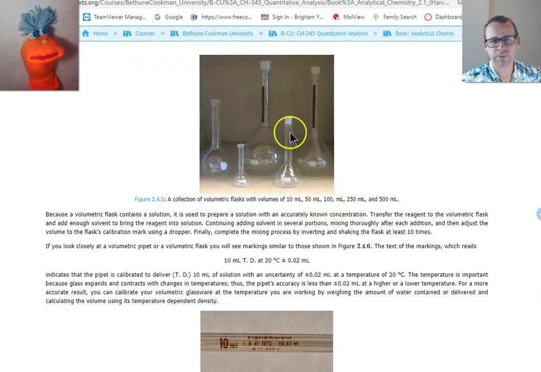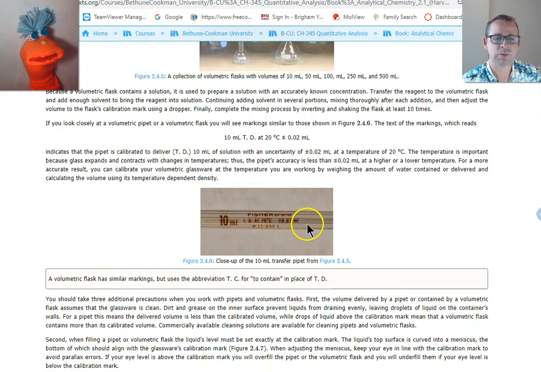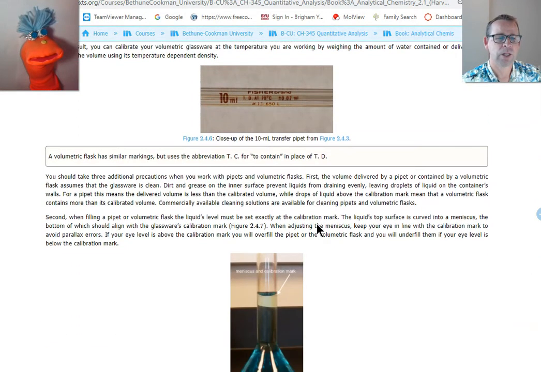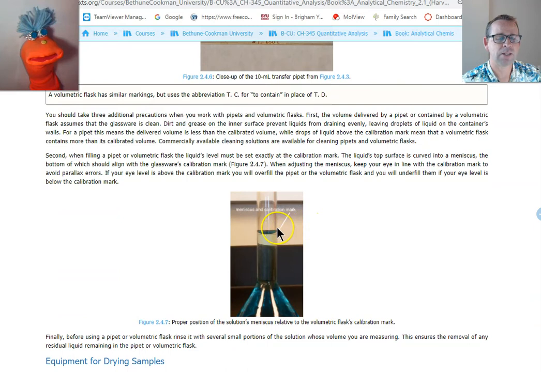You can treat the inside of glassware with potassium dichromate, and that will oxidize away any oils and give you a good cleaning, and then rinse it out really well with water, and that increases your ability to deliver. Sometimes you'll do that with volumetric glassware. Pay attention to TC for to contain and TD to deliver.